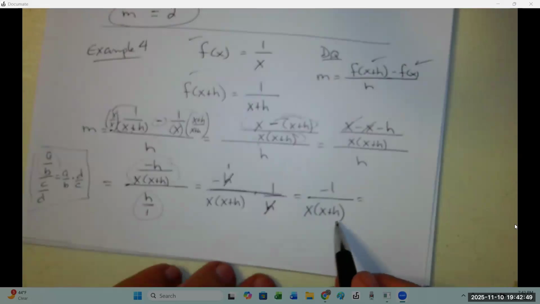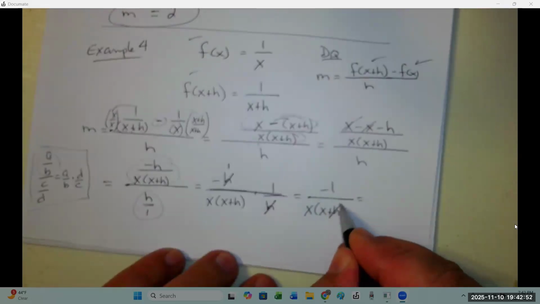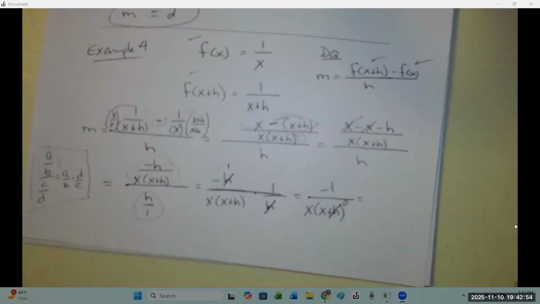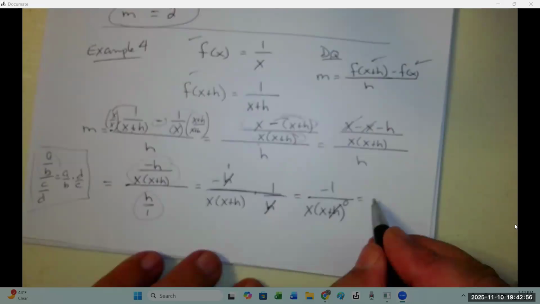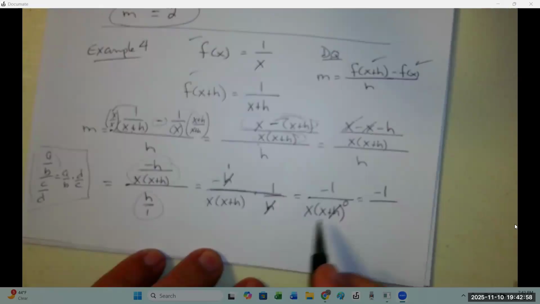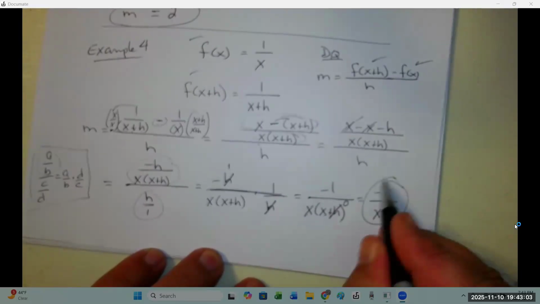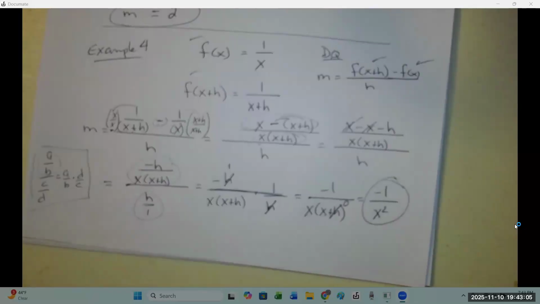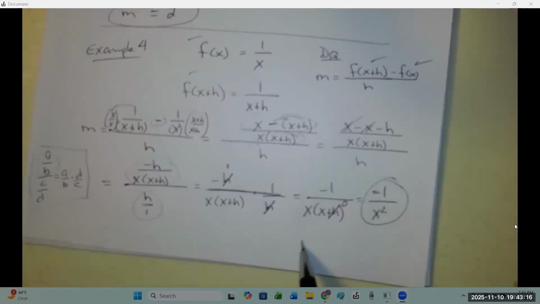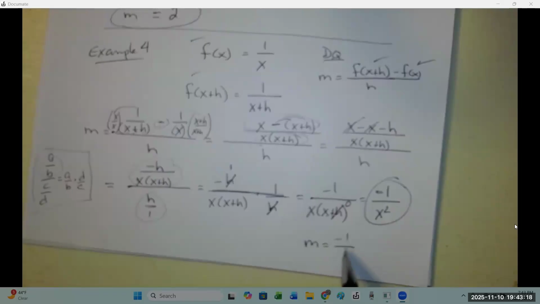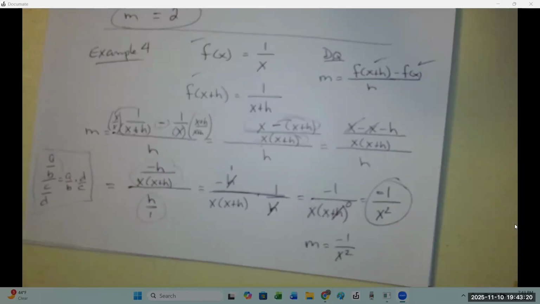So what we have to do here is, anywhere we see an h, make it go to 0. So you have a negative 1 over x times x, which is x squared. That is your slope. No matter what x you give me, it's always going to be this equation. Why is it negative? Remember, this is a slope. Why is it a negative slope?